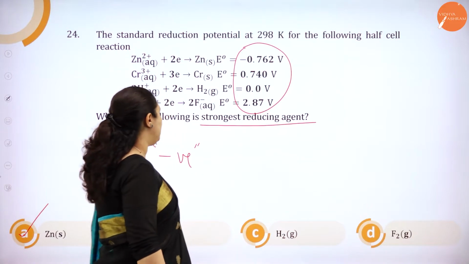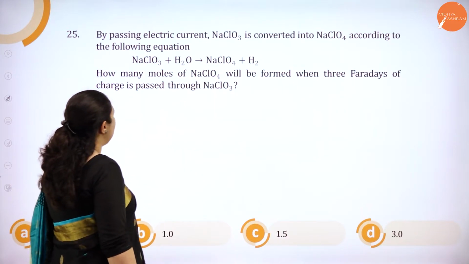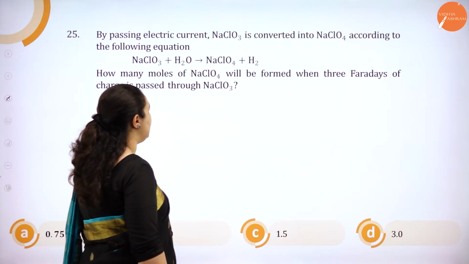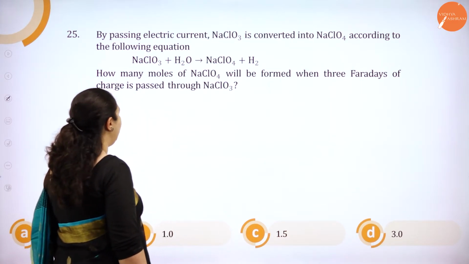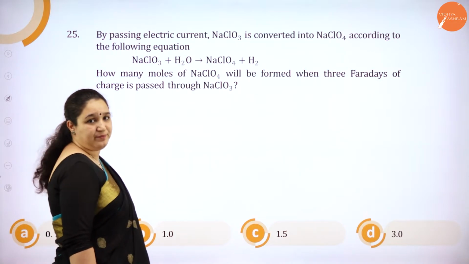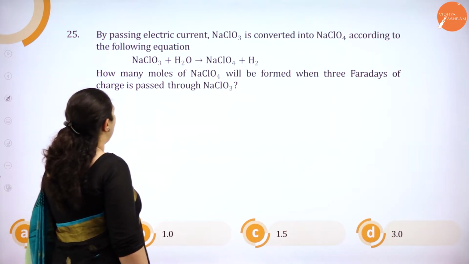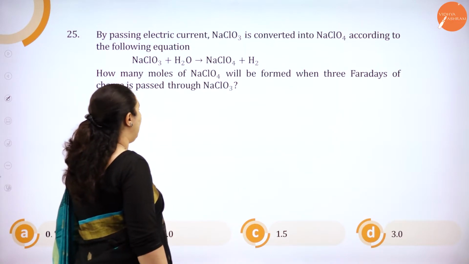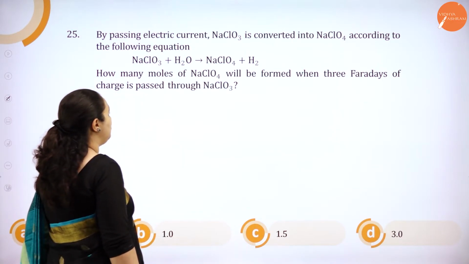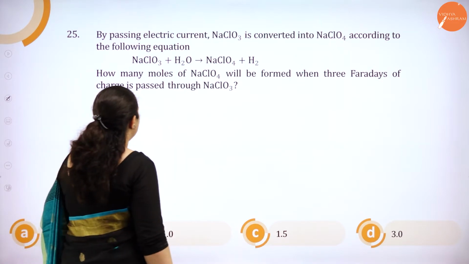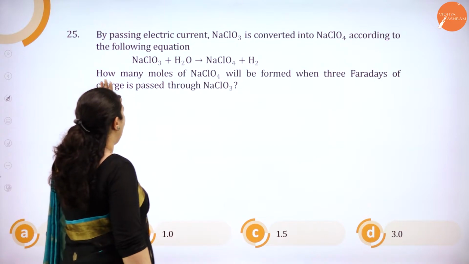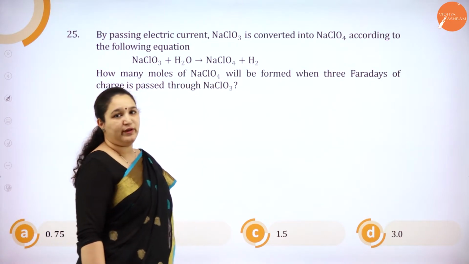Okay. Next one. By passing electric current, NaClO3 is converted into NaClO4 according to the following equation. How many moles of NaClO4 will be formed when 3 Faradays of charge is passed through NaClO3? So first what we have to do here is calculate the oxidation number of chlorine.